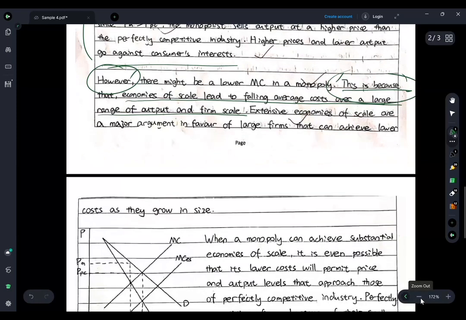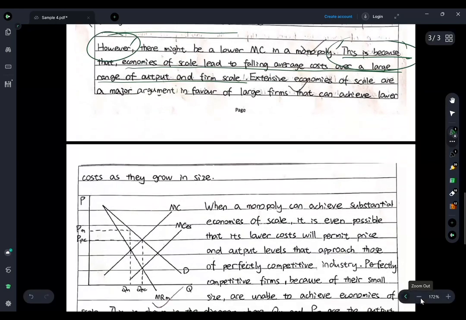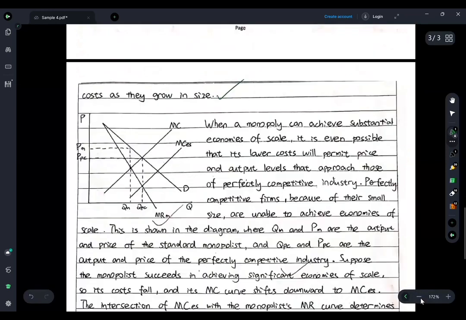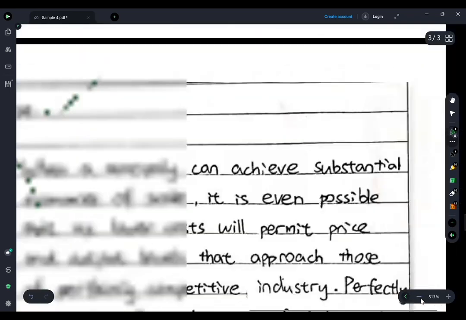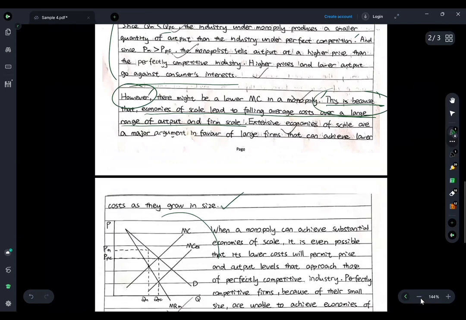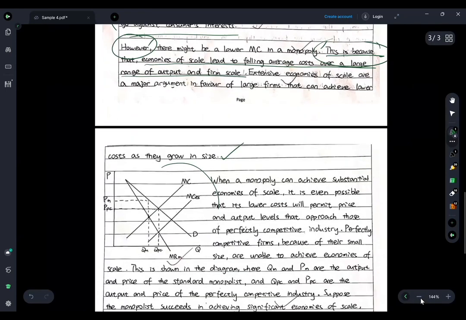"Extensive economies of scale are a major argument in favor of large firms that can achieve lower costs as they grow in size." Okay, very good. Then, of course, we have the second diagram, and I have the same comment about the fact that text should not be wrapped around diagrams. It's just about the presentation.